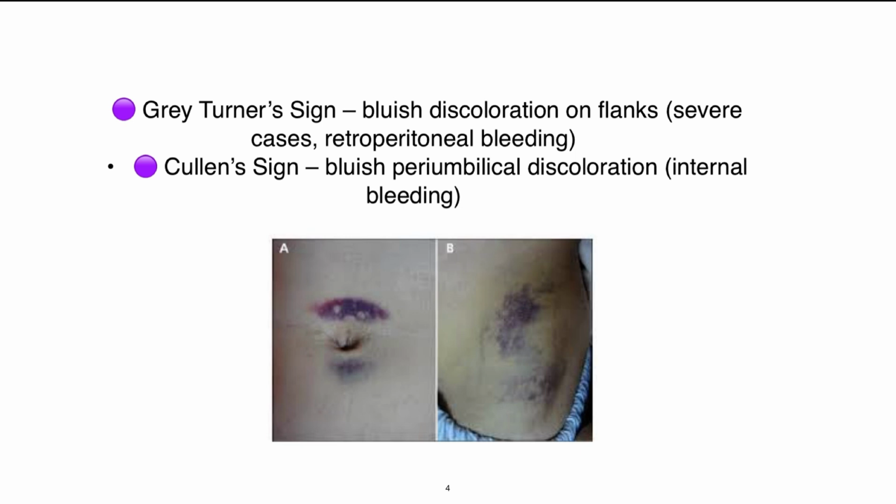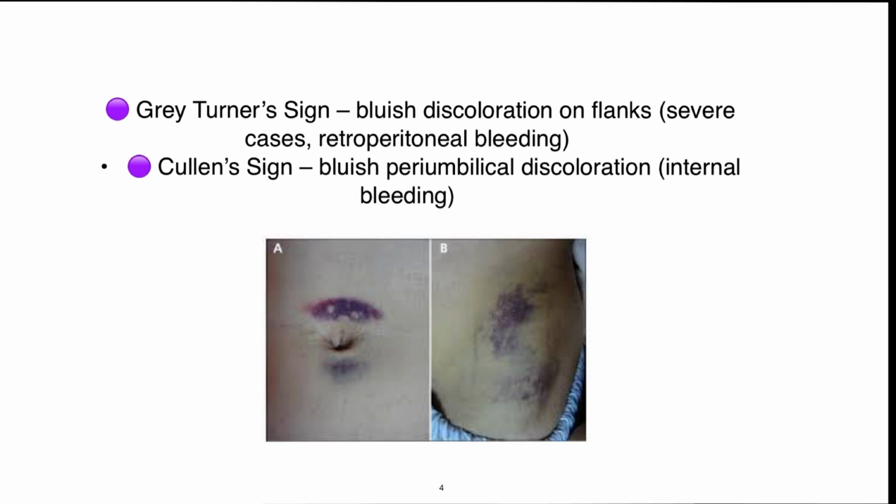We can remember this sign by the letters CU, the name Cullen's, and remember it by the second letter, U, and it's affected in the umbilical region. For Grey Turner sign, G and F: in the flank, so grey and flank, we can remember that way. We talked about the definition as well as causes and clinical features.